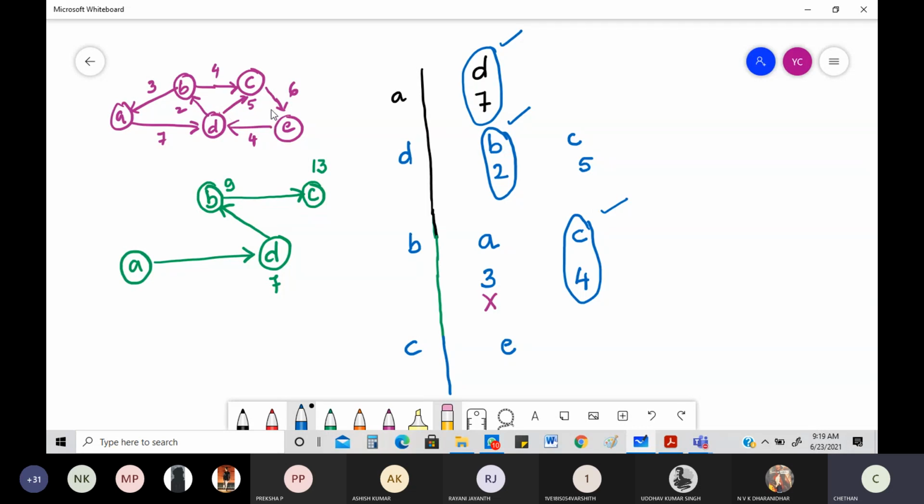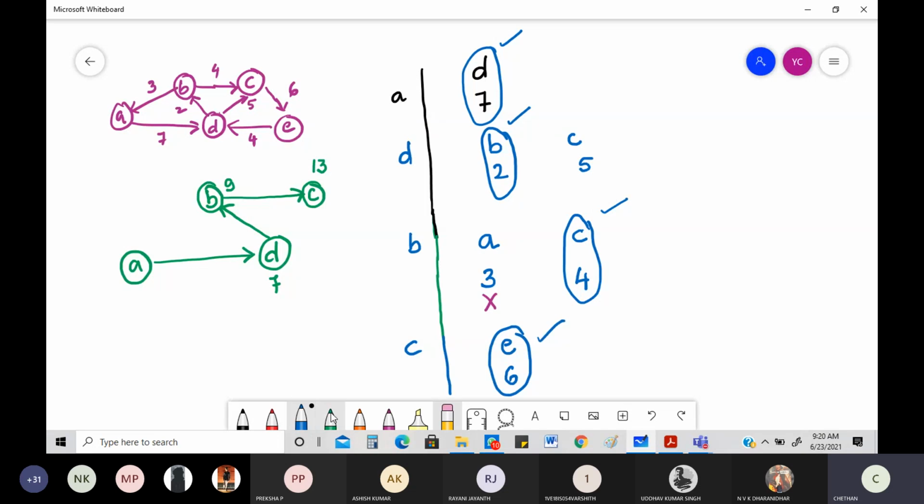This is a directed graph. You can't go backward. Okay, this is a directed graph. You can check, there's only one option. It is E. And what is the cost of it? It is 6. So can I go there? Yes, I can easily go for this.